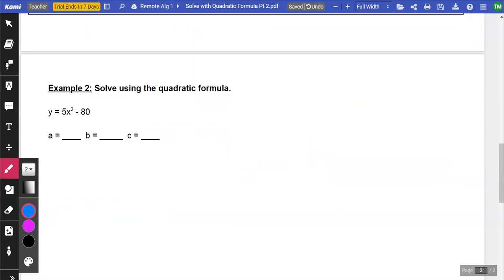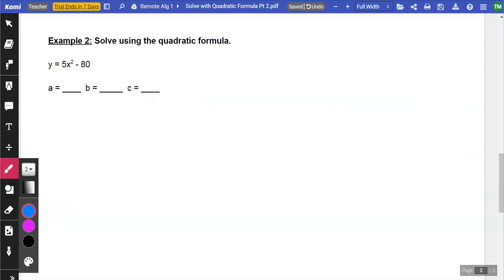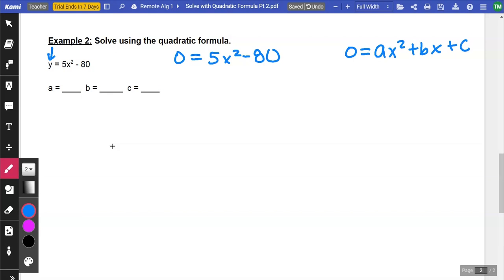So let's go ahead and do example 2 together. In example 2, we want to make sure that y is 0, so 0 is equal to 5x squared minus 80. Before we solve a quadratic equation, we want to make sure that it's equal to 0. So now we need to identify a, b, and c. So recall that we're using 0 equals ax squared plus bx plus c to identify a, b, and c. So a is the coefficient of x squared, so a is 5.